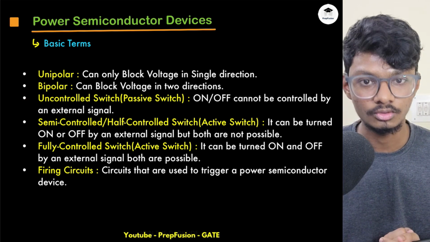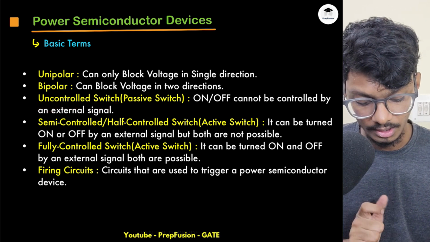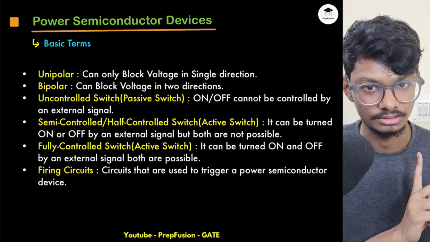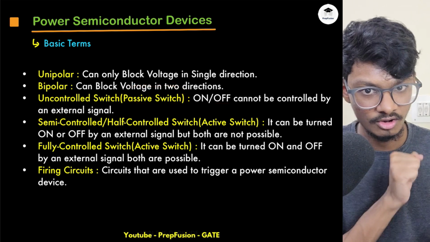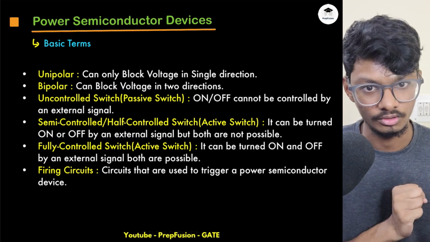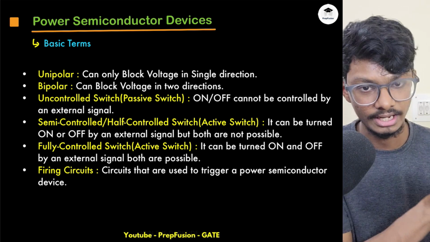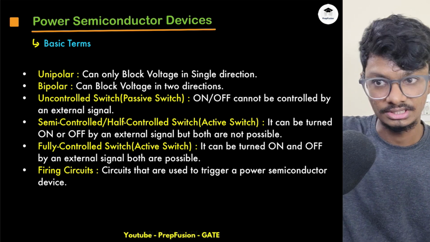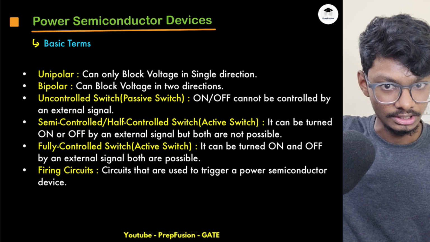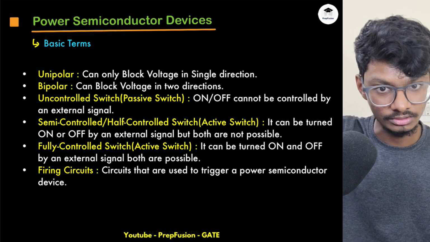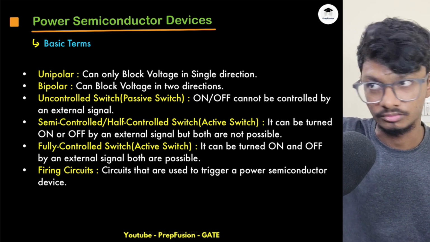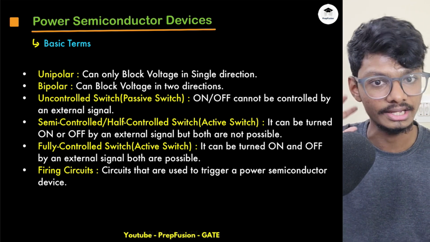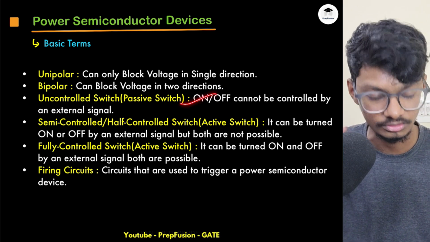Now what about an uncontrolled switch? An uncontrolled switch or passive switch means the on/off cannot be controlled by an external signal. We cannot externally control the on and off signal. It will depend on the input signal only. Whatever input I am giving to the switch, by input I mean whatever the supply is, I can't control the supply, right? I should be able to control the on and off of the switch, but I am not able to. The on and off of the switch is just a function of the supply voltage, and I cannot control the supply. So hence, I cannot control the switch. I cannot control the on and off process.